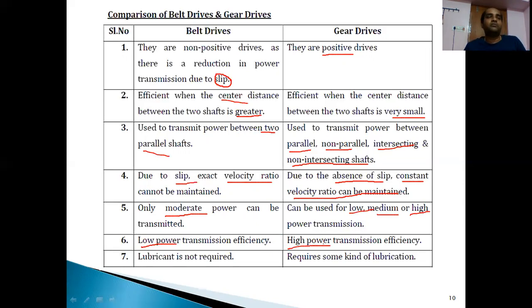In the belt drives, we are using the belts. That is the reason that the friction happens between the belts and the pulley itself. Therefore, lubricant is not required because the belt is elastic material. So there is not much friction when compared to the gear drives.